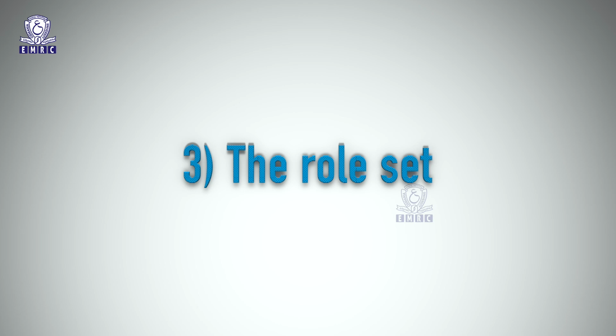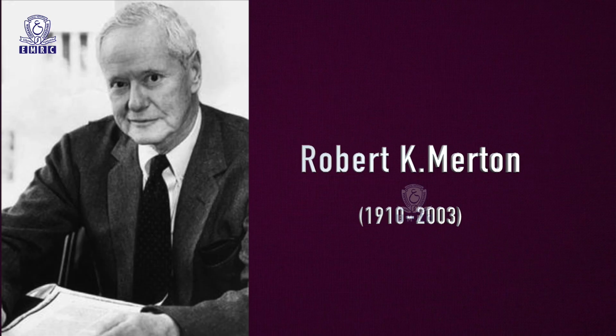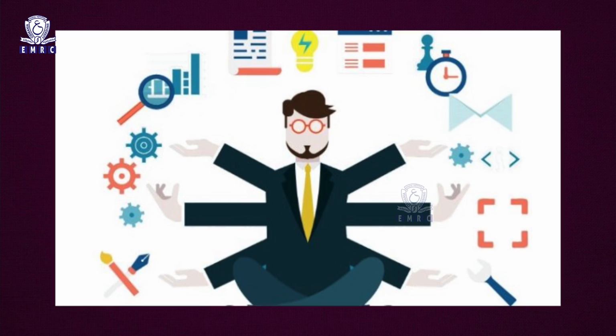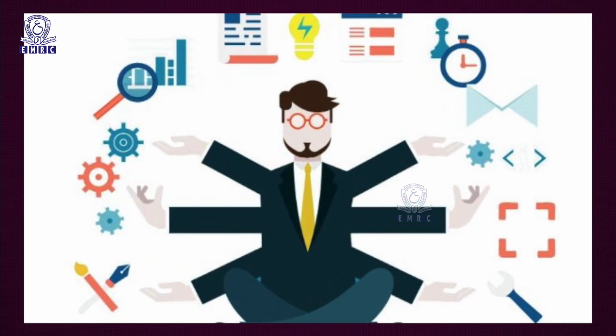3. The role set. Robert K. Merton defines that roles do not exist by themselves in isolation from one another, and each role has its complementary or associated role or roles. Any given social status involves an individual actor in a number of social relationships that are always found to be necessary for persons in that particular status.